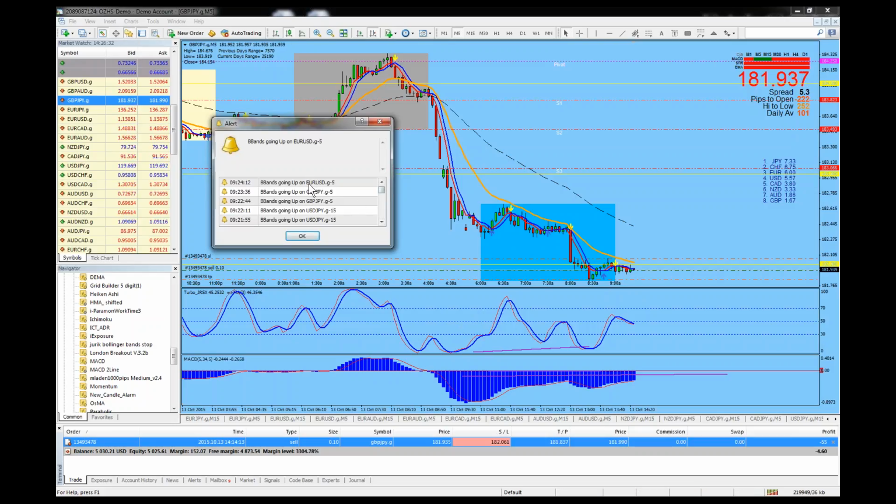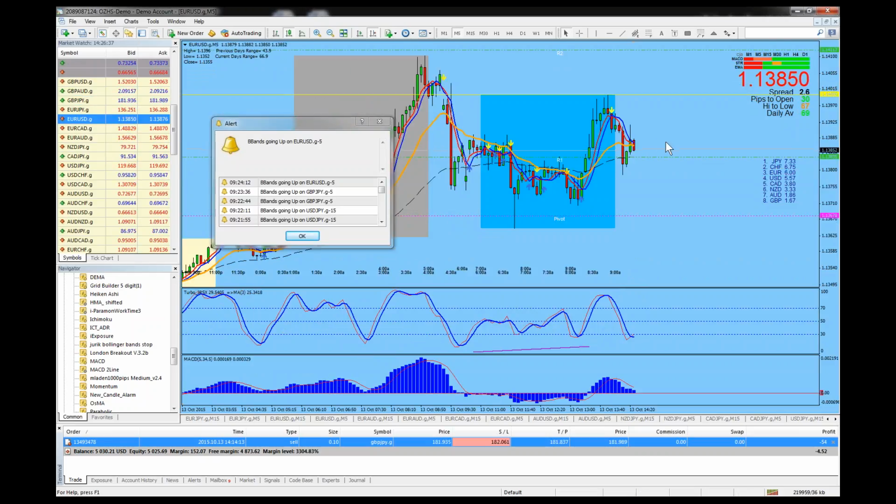Now this is a B band going up on euro dollar while we were talking. Let's take a look at that. That might have been here on this third candle.